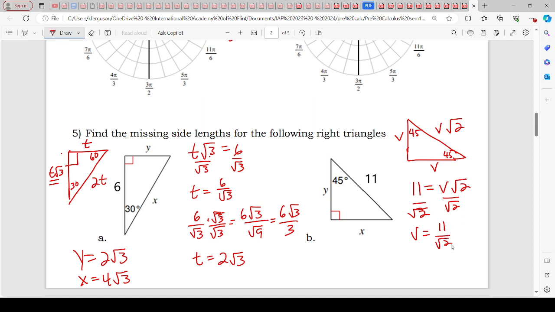But like I told you before, I can't leave it like this. I need to rationalize. So V equals 11 over the square root of 2 times the square root of 2 top and bottom. So I get 11 times the square root of 2 over 2, and I can't reduce that any. So y equals 11 square root of 2 over 2, and x equals 11 square root of 2 over 2.